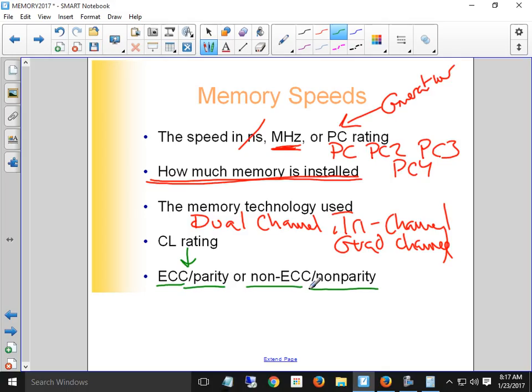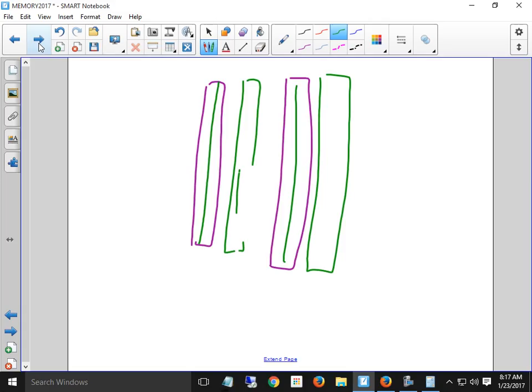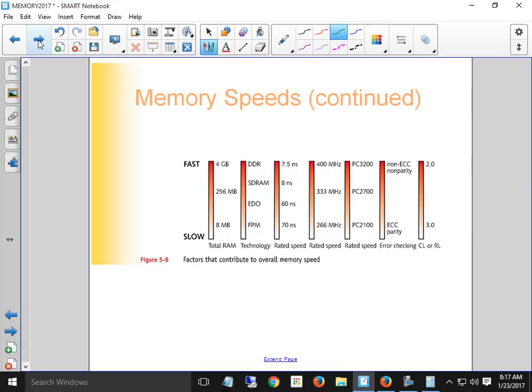I've got a little chart that kind of lets you see more memory can be faster, newer technology is faster. DDR4 is going to be faster than DDR3. We don't really look at the nanoseconds anymore, but you could calculate it if you wanted to. Faster megahertz is better. Newer generations are better. Non-ECC is better than ECC, and a lower CL or RL rating is better.